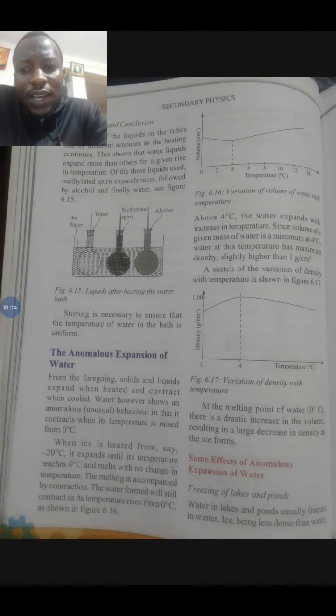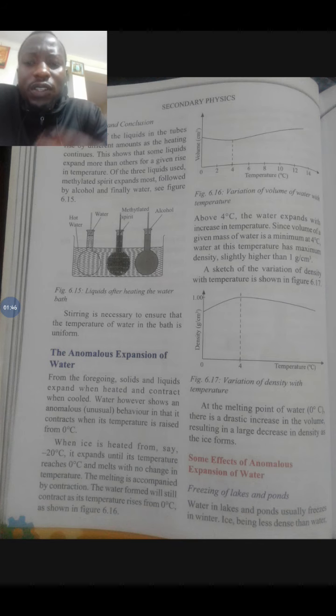Once all this ice has melted into water and you continue heating this water, now from 0 degrees, the water will be contracting instead of expanding. That will happen between 0 degrees C and 4 degrees C. So at that particular temperature, when you heat water, instead of the water expanding, the water will contract. That is the unusual behavior that the water shows, and that is what we call the anomalous expansion of water.